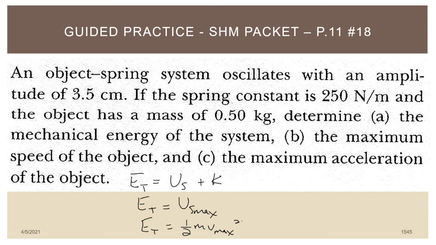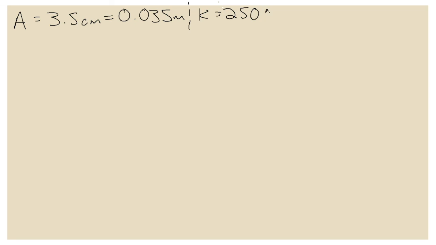Notice here they give us the amplitude of the oscillation. They tell us it's 3.5 centimeters. And so the first thing we'll write down for our knowns is the amplitude is 3.5 centimeters, which of course we're not going to use. We're going to use 0.035 meters. We have the spring constant k as 250 newtons per meter. And we have our mass here at 1/2 kilogram. We are asked, at least in part A, for the total energy in the system.